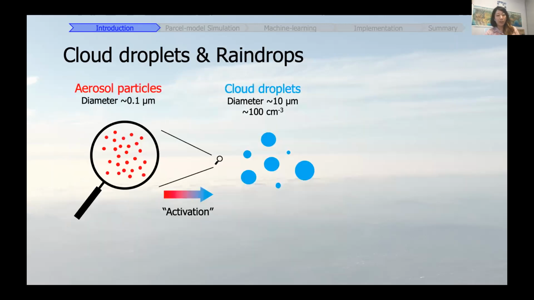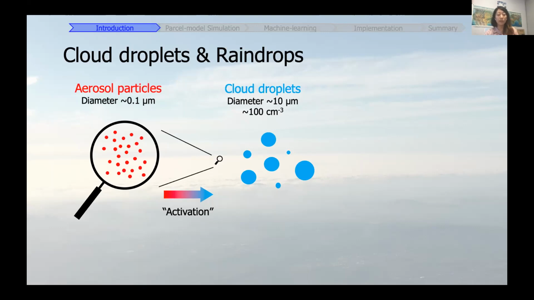And today, if you go to the next slide, we're going to be focusing on only cloud droplets and raindrops among all the other hydrometeors. So I want to just briefly explain how they form, starting with aerosol particles. Aerosol particles are small particles in the atmosphere. A lot of them are sized around 0.1 micrometers, or it can be hundreds of nanometers. But it can really vary anywhere between nanometers to tens of micrometers.